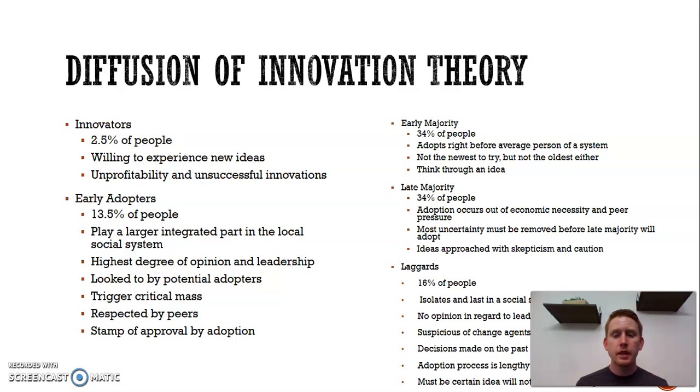The early majority must think through an innovation and an idea before they are willing to adopt it. The late majority makes up about 34% of people also. For the late majority, adoption occurs out of economic necessity and peer pressure. The late majority typically do not adopt an innovation on their own. They must sometimes be forced into it by their peers.